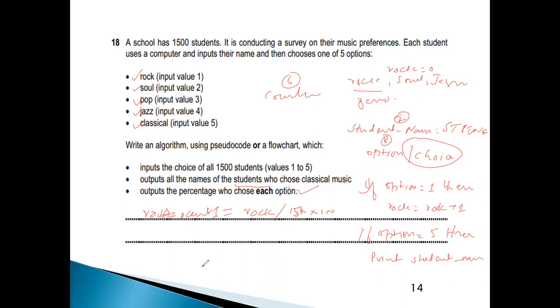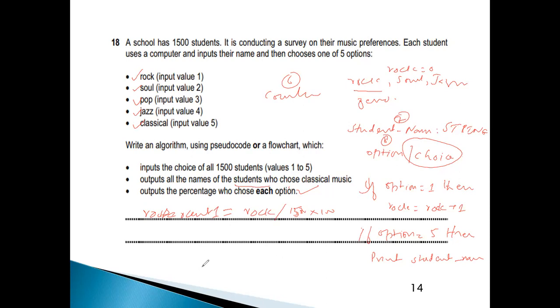Oh wait, I forgot something. Before next counter, you'd write end if. If you don't write it, it doesn't matter, you just have to put the logic. Then you do classical divided by 1500 times by 100. And that would be it.